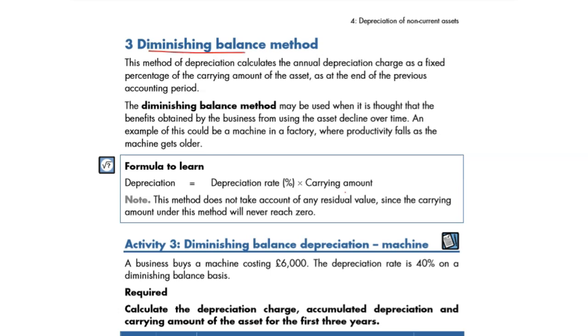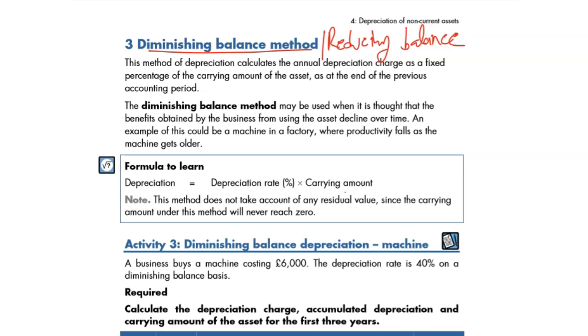It's about the diminishing balance method, also known as the reducing balance method. The name itself suggests the depreciation goes down. It reduces every year, and we do not calculate like the straight line way. There is no residual value, but there is a percentage we calculate, but we do it every time on the carrying amount.